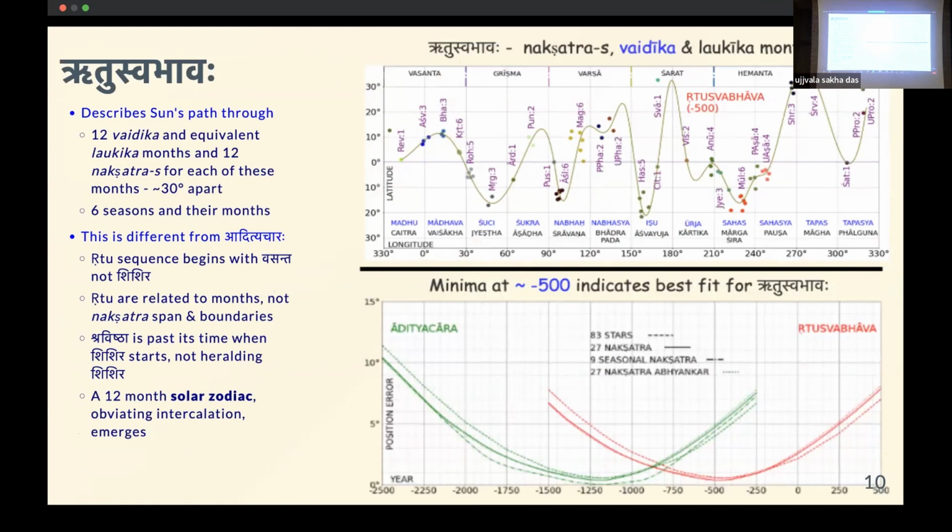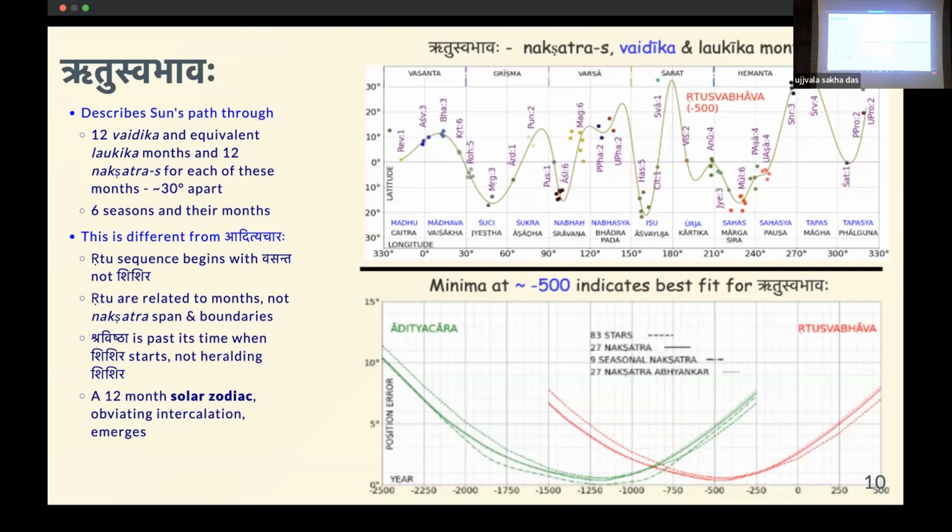This takes us to the second chapter, the Ṛtusvabhāva. This is a much later chapter in the book, and here there is an interesting description of the sun's path. It is described in terms of 12 Vaidika names and their equivalent 12 Laukika names. Madhu is mapped to Chaitra Masa, and it also tells you the nakṣatra to which each belongs, so Revati and so on. All these 12 months, both the Vaidika and Laukika months and their corresponding nakṣatras, are given. So instead of the 6-part partition, here it is a 12-part one.